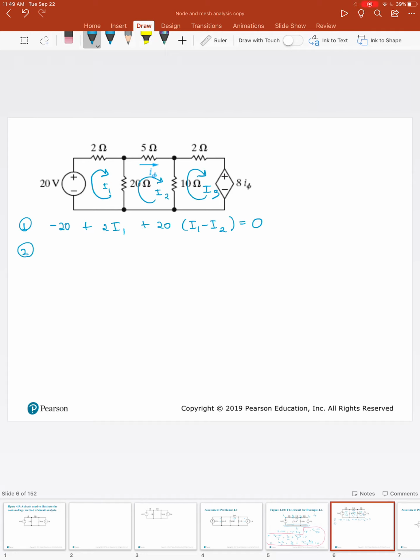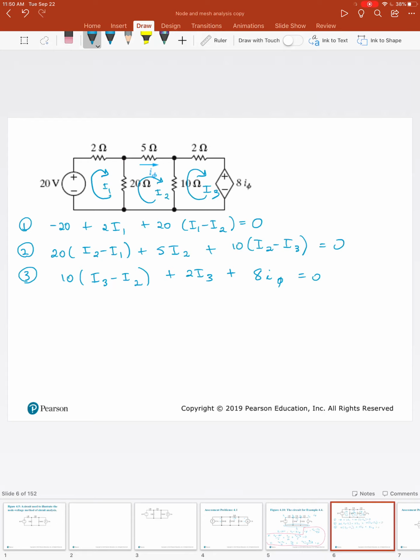Around mesh 2, we'll have 20, and this time, since we're in mesh 2, it's I2 minus I1, and we'll have 5 I2, and we'll have 10 times I2 minus I3. And then mesh 3, we'll have 10, and this time, since we're going around mesh 3, it's I3 minus I2, plus 2 I3, and the 8 I-phi is a voltage source, and it is a drop. It's a dependent voltage source, but it is a drop, so it enters as positive.